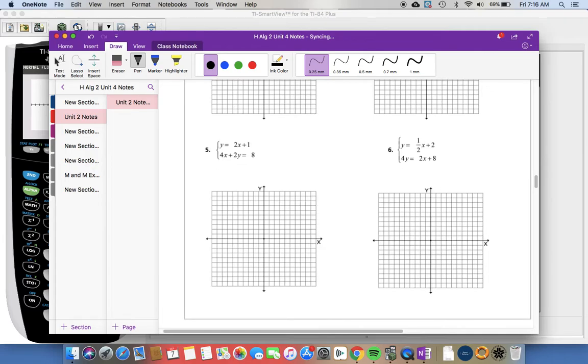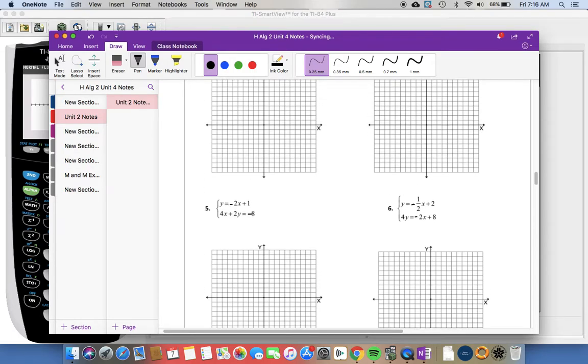Down here in numbers 5 and 6, it looks like you've got y equals negative 2x plus 1, and 4x plus 2y equals negative 8. For number 6, y equals negative 1 half x, and 4y equals negative 2x plus 8.